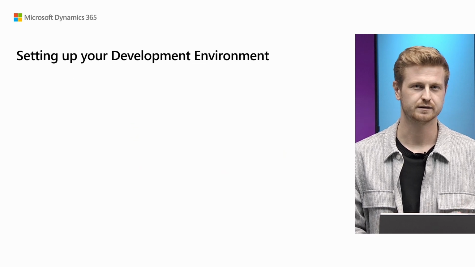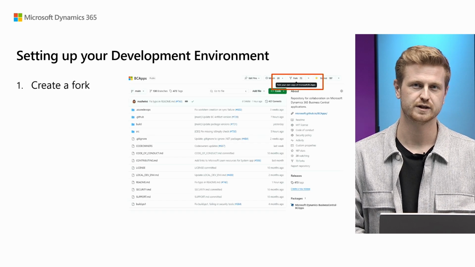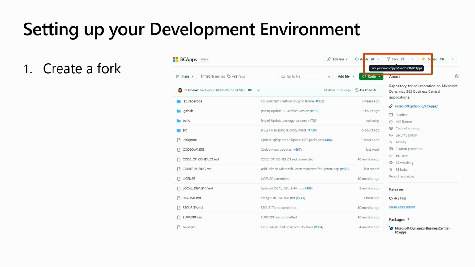To start developing, probably the easiest way is just by creating a fork of the BCApps repository. On the GitHub page, it's relatively simple. Just click on the fork icon, and then you're off.